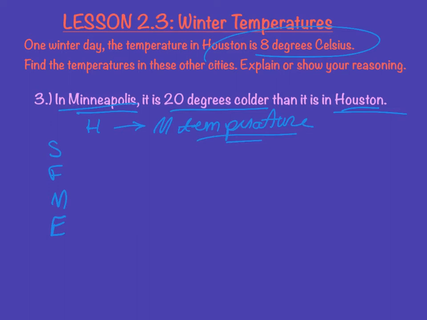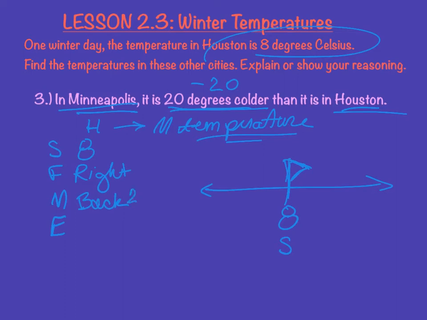So where am I starting? At Houston, which is 8. I'm facing to the right because I'm adding. Let's draw my number line, starting here at 8, facing to the right because I'm adding. Move 20 degrees colder. Colder is a negative number. If it's negative, I know I'm moving back. In this particular case, I'm moving back 20, away from the place I'm facing.